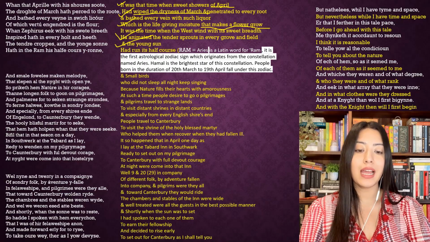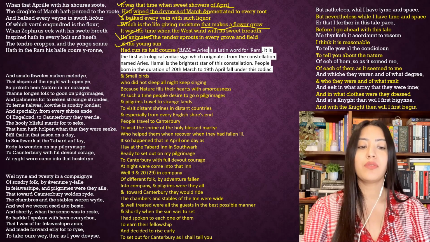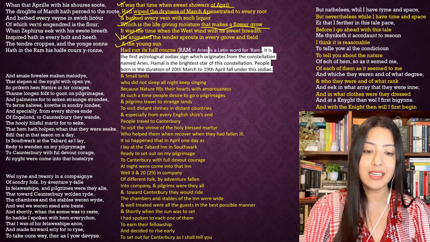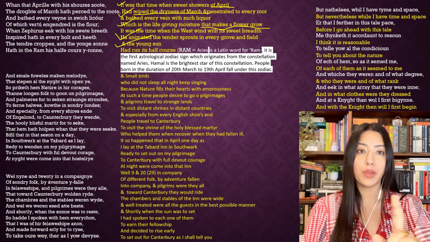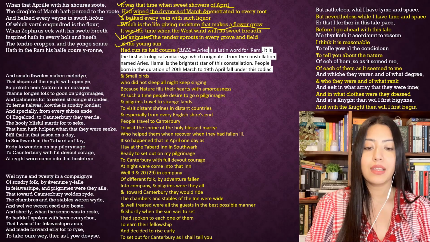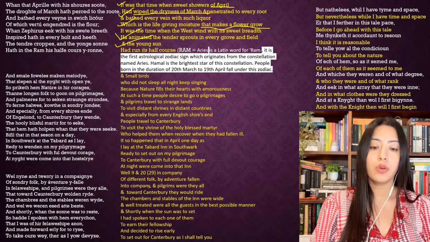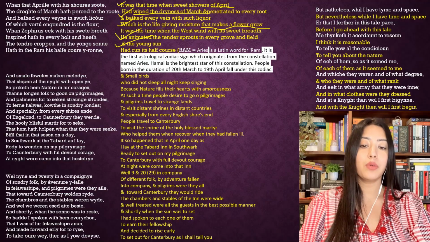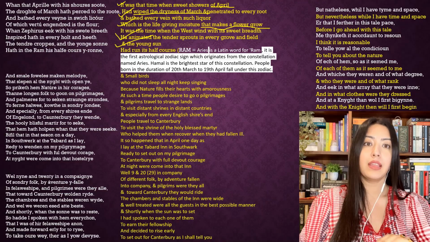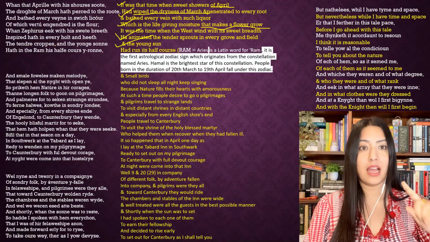And this is the time when the west wind with its sweet breath had animated the tender sprouts in every grove and field, and the young sun had run its half course. When you read the original text, he says, the tender crops and the young sun hath in the Ram his half course y-run. So what does he mean with hath in the Ram, the half course had run? The sun had run its half course.